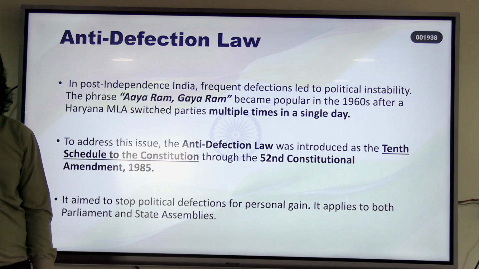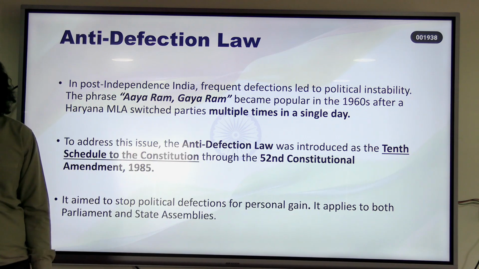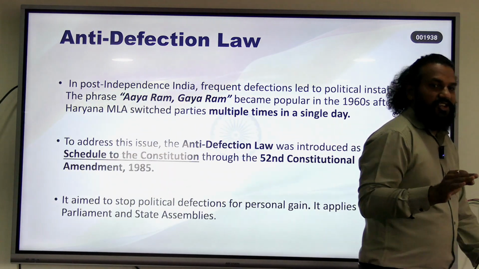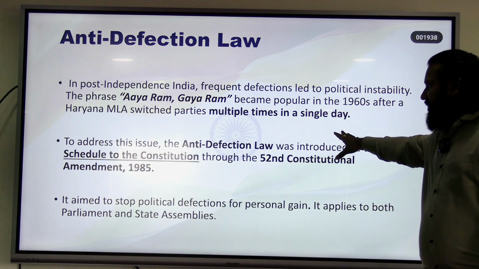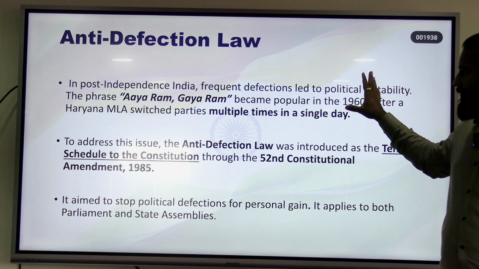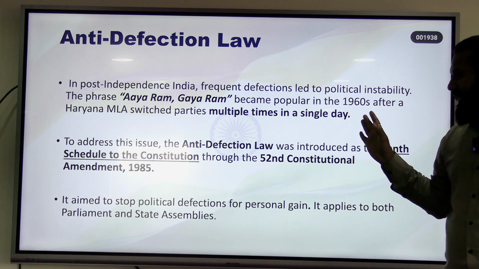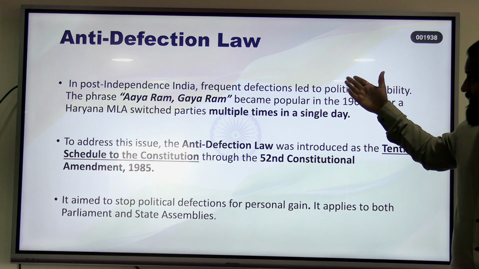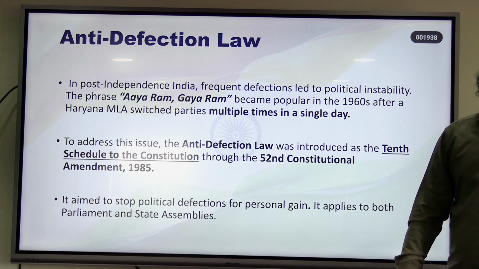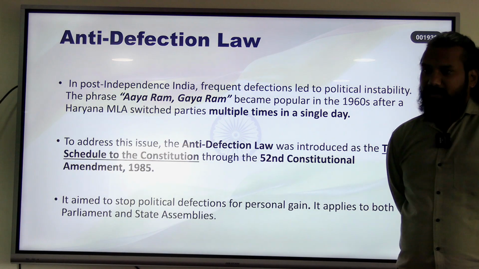When our Constitution was made, at that time this law was not there. It was added to the Indian Constitution by the 52nd Constitutional Amendment Act, and it is in the 10th Schedule of the Indian Constitution. When the Constitution was made, it was not added. Then why did this law come? As I mentioned, to stop political defection, so that there should be stability in the government.